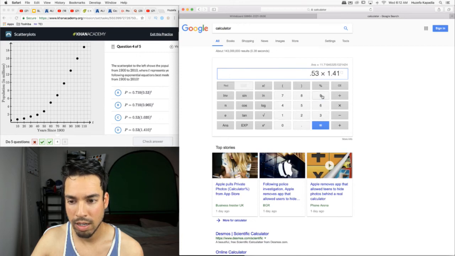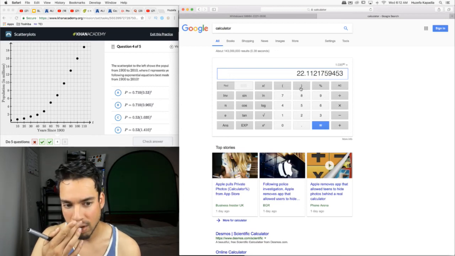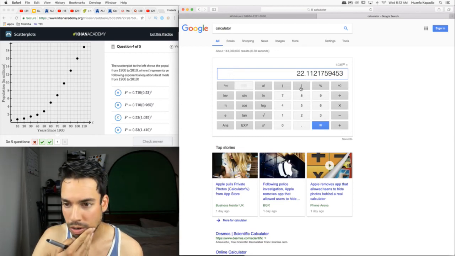1.41 to the 90th power. Okay, this is right? 13 digits. So it's about 14 million or something. Oh, wait, no. This is 13 zeros. This is huge. Okay, let me try that last one more time. 0.53. So let's do, okay, 1.035 to the 90th power equals 22. So this is a 3% growth rate, but it's way too small.